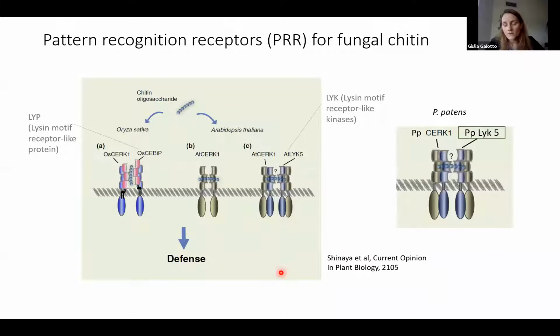In the case of Physcomitrella patens, until recently, we only knew that CERK1 was important for chitin sensing, but today we also know that Physcomitrella patens, as Arabidopsis, has LYK5 that mediates the chitin sensing. These data come from our lab, and I'll present some of these data today.